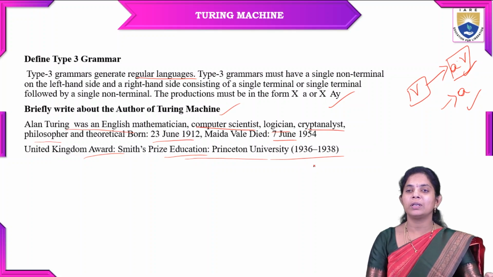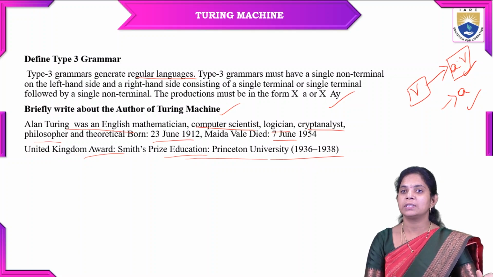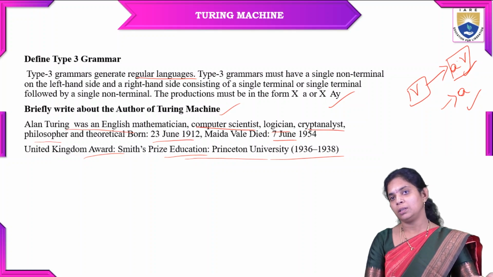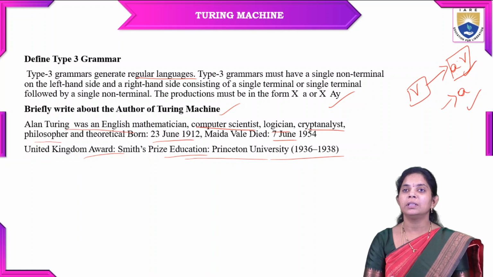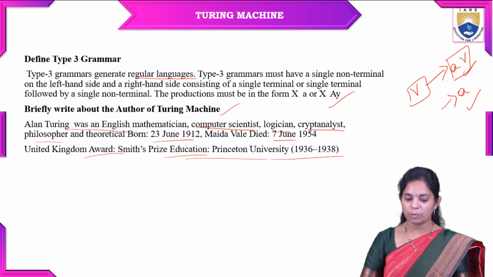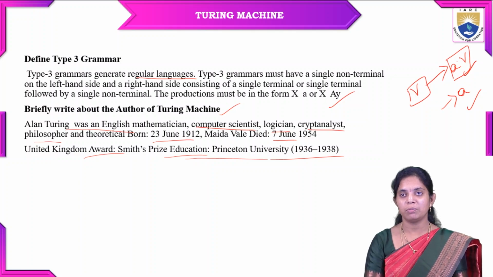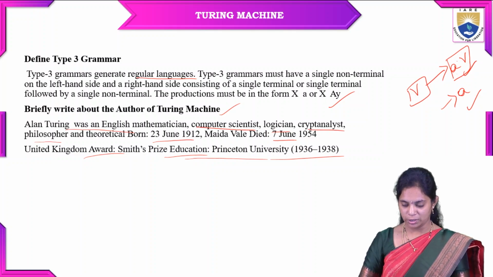This Turing machine was designed by the author Alan Turing. That's why it is named the Turing machine, after the author's name. So this is all about the fifth unit, Turing machine definition and terminology.